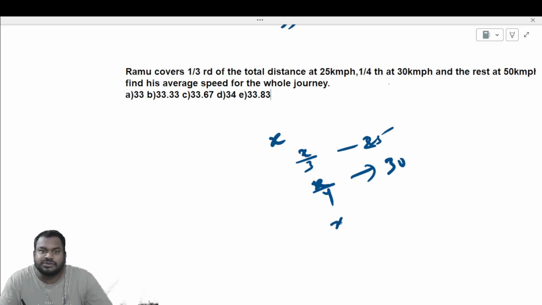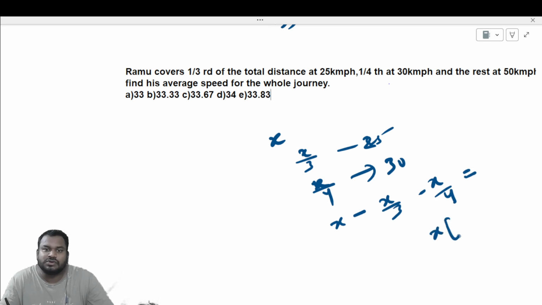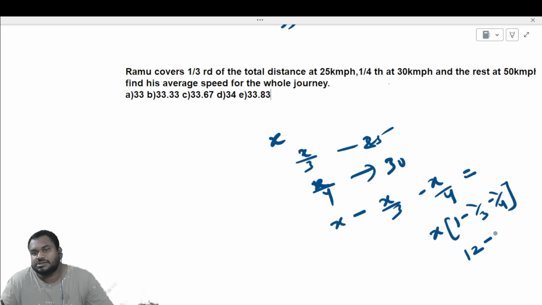So rest means what? x minus x by 3 minus x by 4. So take x common here. 1 minus 1 by 3 minus 1 by 4. So take the LCM 12. 12 minus 4 minus 3, 5 by 12. So 5 by 12.